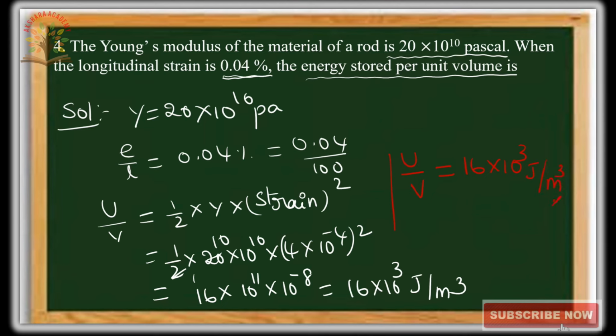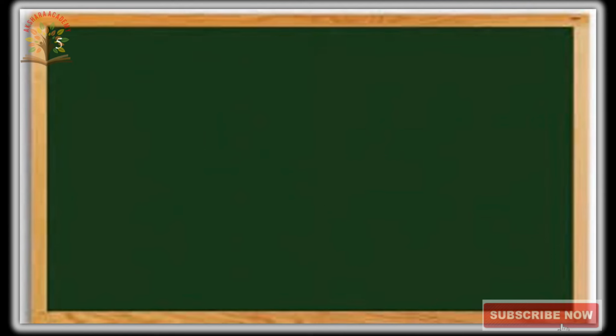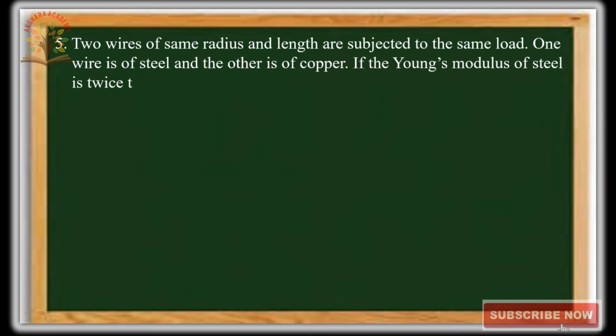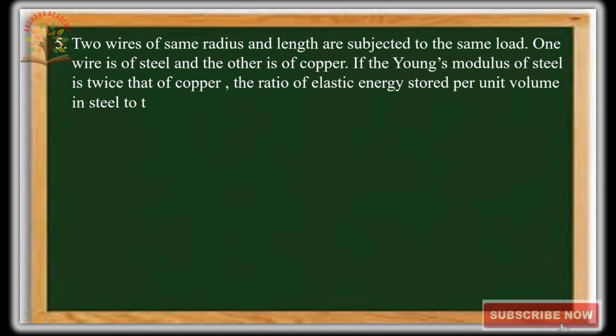Okay. Next, go to the next question, that is the fifth question. Two wires of same radius and length are subjected to the same load. One wire is of steel and the other is of copper. If the Young's modulus of steel is twice that of copper, the ratio of elastic energy stored per unit volume in steel to that of copper wire is.